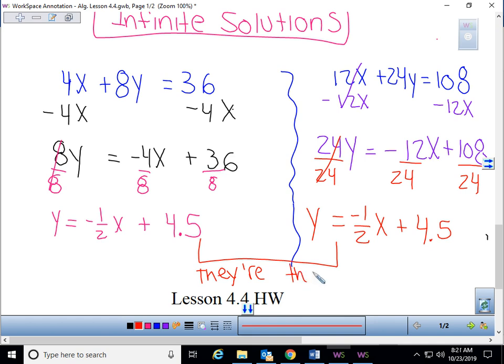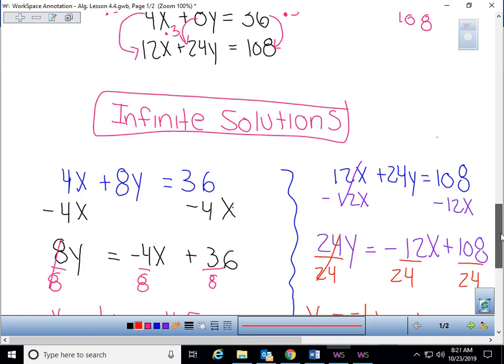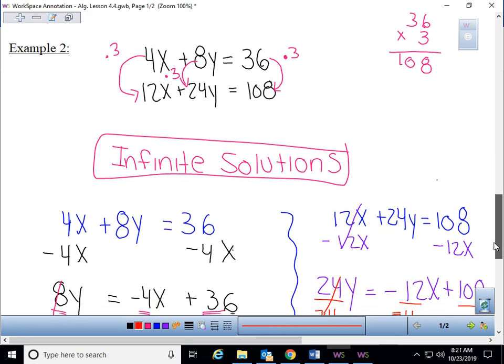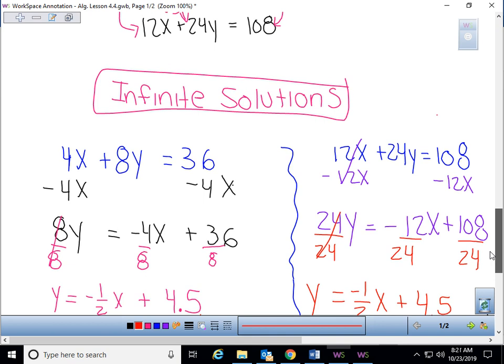They are the same. I don't care what method makes sense for you. If you would prefer to solve the equations for y, do it. If you would like to use secret option number 3 and figure out a number you can multiply one equation by to get to the other, do it. Whatever makes the most sense for you is what I want you to use. Do what makes sense for you.